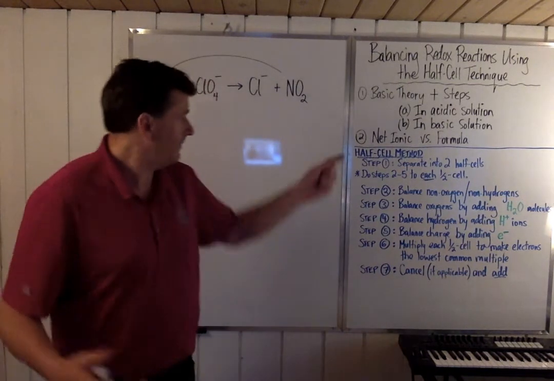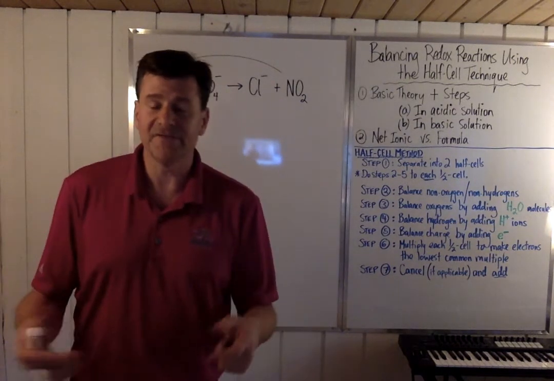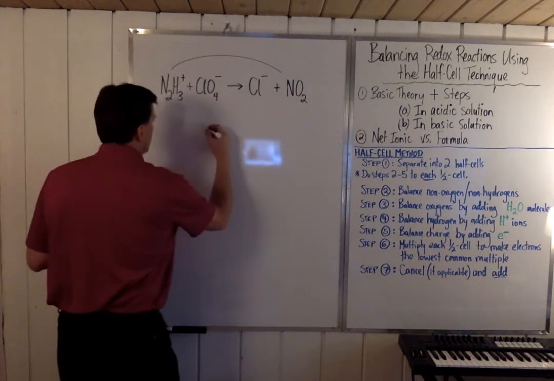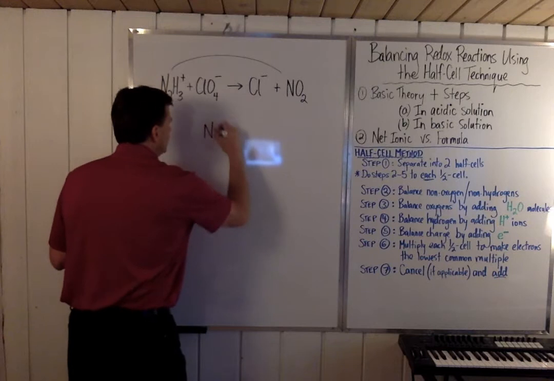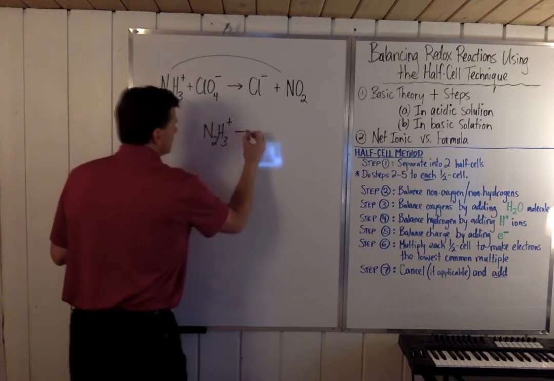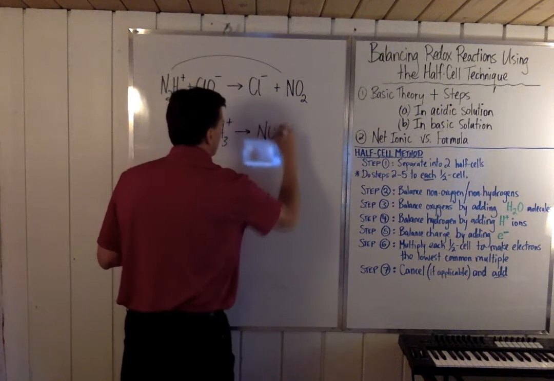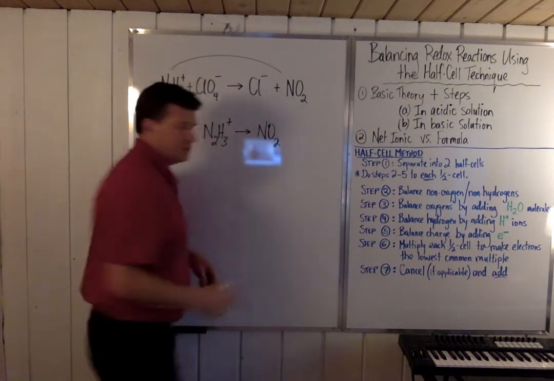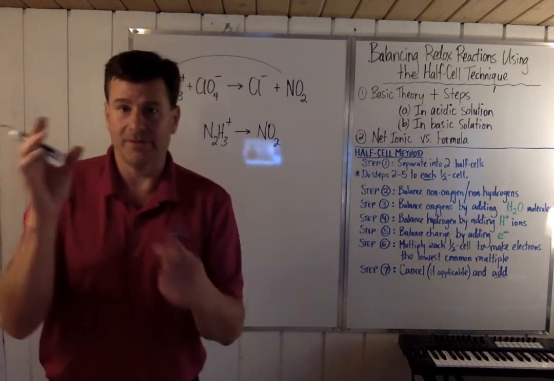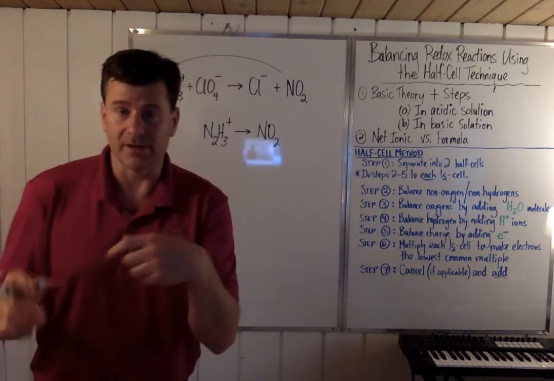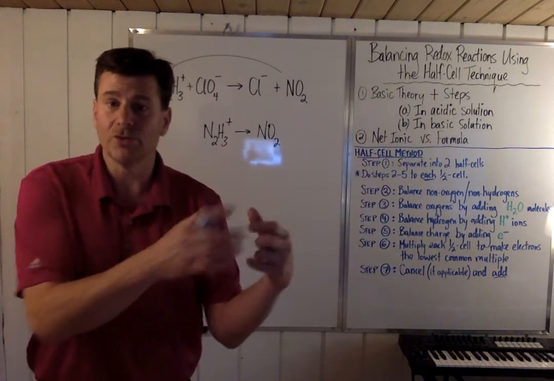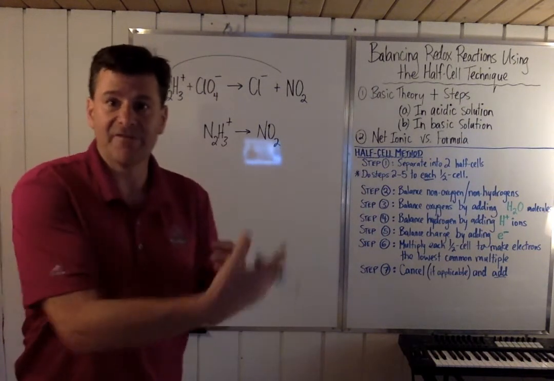So when the first step says separate into two half cells, well, the first half cell will be N2H3 plus 1 turning into NO2. So that is the first half cell, whatever the N2H3 thing turns into the NO2. That is half of the reaction.